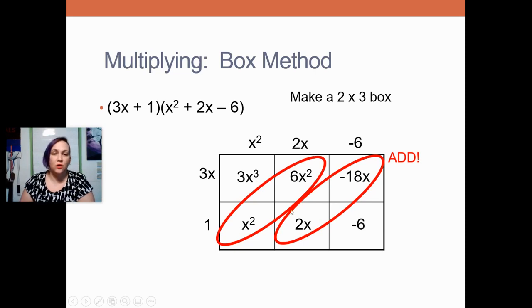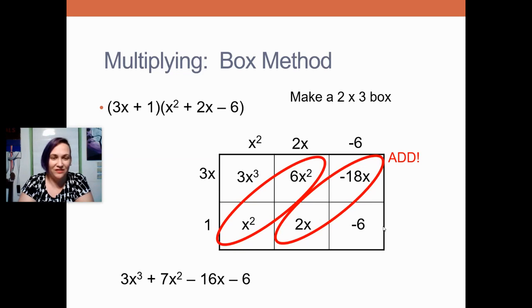So in this first grouping, I'm going to add the 6 with the invisible 1 right here. 6 plus 1 is 7. And I'm going to keep this an x squared. I don't change my variables, just add the coefficients. In my next grouping, I will be adding the negative 18 and the 2, and that'll turn into a negative 16. And again, I just keep my letter x the same. And then we'll finish up with our constant, and the constant will always be in the bottom right-hand corner. So my final answer for this problem is 3x to the third plus 7x squared minus 16x minus 6. Standard form, descending order.